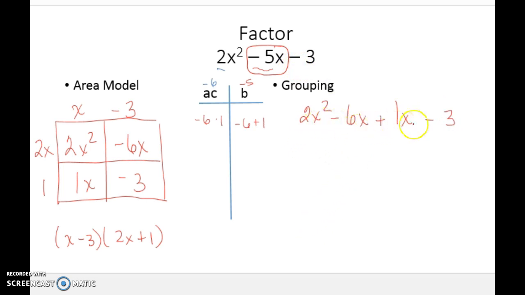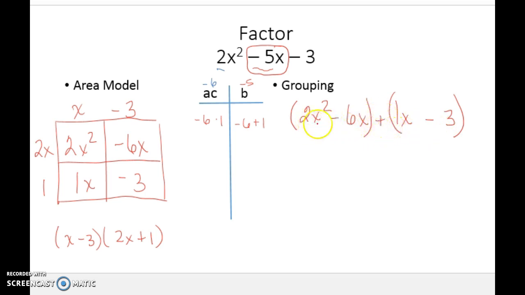All right, so now that I've broken this into 4 terms, I'm going to group the first 2 terms together and my last 2 terms together. This is still all addition, subtraction. This does not mean I'm multiplying. Notice I have addition here.